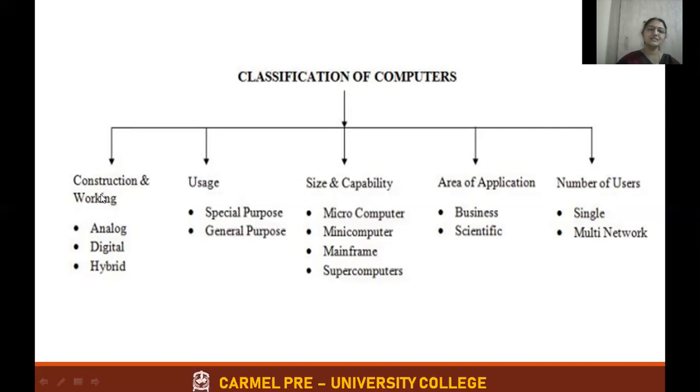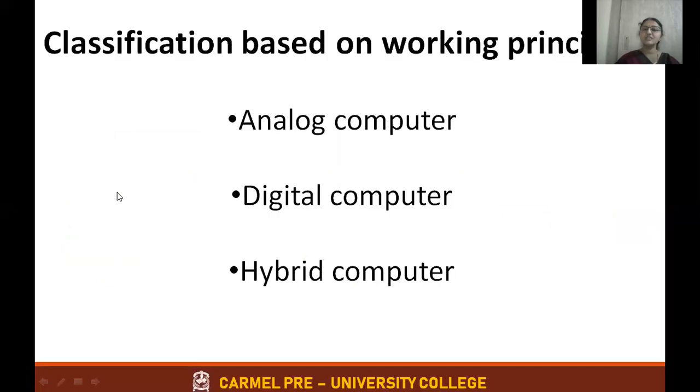In today's class, let us learn this. First, we will see the classification based on working principle. Depending on how the computer works, computers can be classified into three types. Make a note of it.